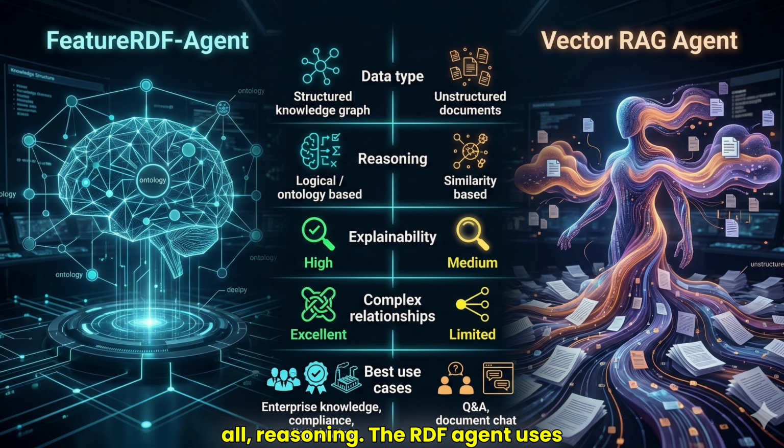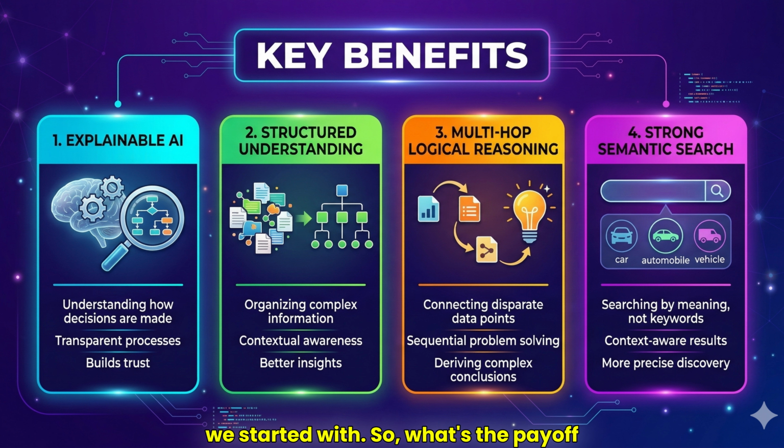The RDF agent uses pure logic. The vector RAG agent uses similarity. The result? The RDF agent's reasoning is highly explainable, and it's built from the ground up to handle exactly the kind of complex relationships we started with. So, what's the payoff for thinking this way? Well, it leads to some really powerful and unique benefits. You get an AI where you can trace its reasoning from start to finish, which is absolutely critical for industries like finance or healthcare. It's perfectly designed for complex enterprise workflows. It can perform that multi-hop logical reasoning to answer our original tricky question, and it gives you a search that is way more precise than just simple keywords.